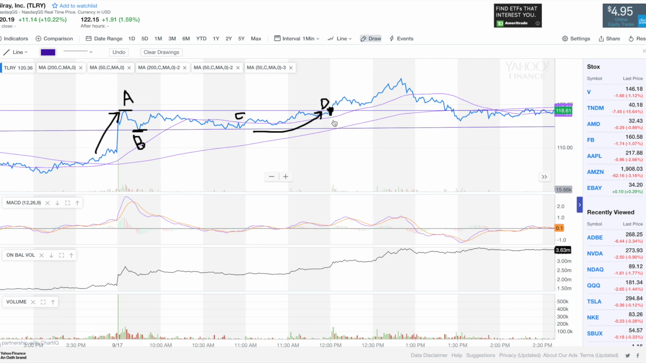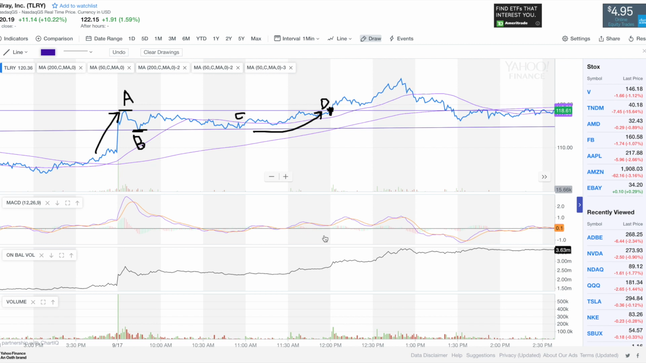This is your confirmation alongside reading the oscillators such as the MACD and the volume. As you can see, the volume right around 12, right where the stock broke out, increased dramatically, which means everybody was thinking what you were thinking. Everybody was thinking, this is the breakout. Let's jump into the stock and make a quick profit while it still runs.